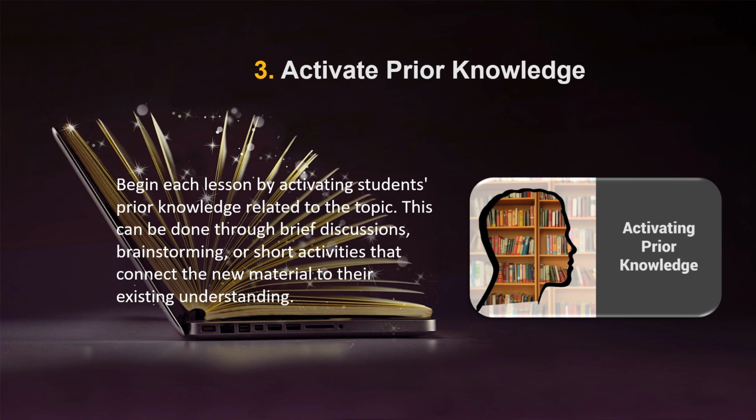3. Activate prior knowledge. Begin each lesson by activating students' prior knowledge related to the topic. This can be done through brief discussions, brainstorming, or short activities that connect the new material to their existing understanding. Here are some examples of activating prior knowledge in high school science lessons.